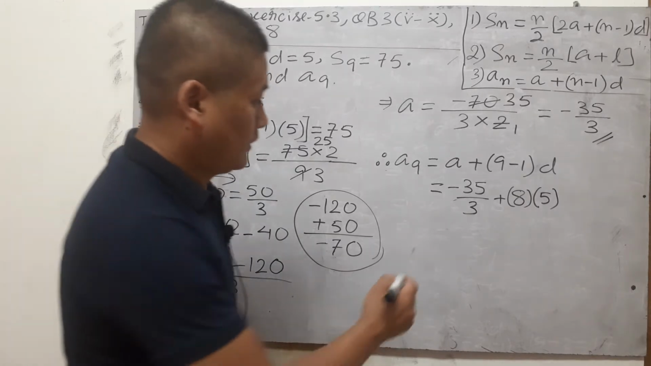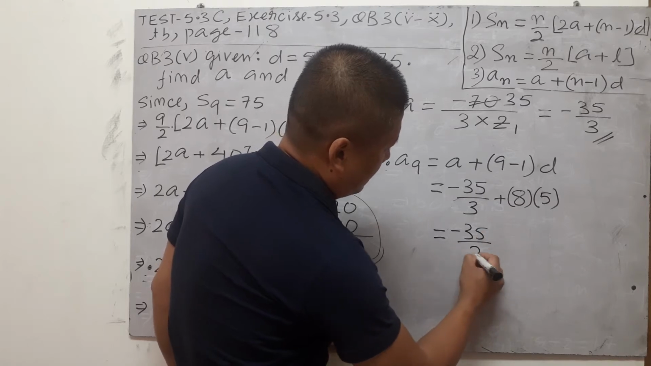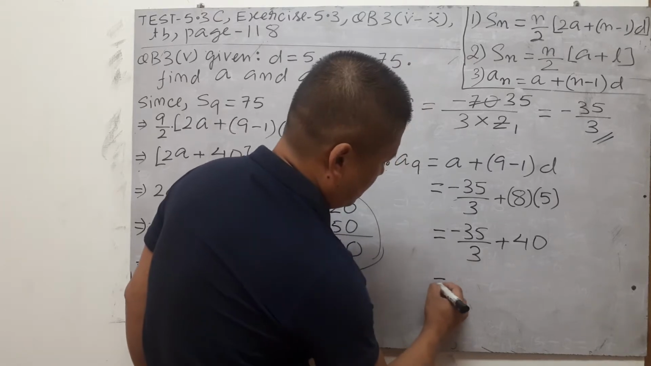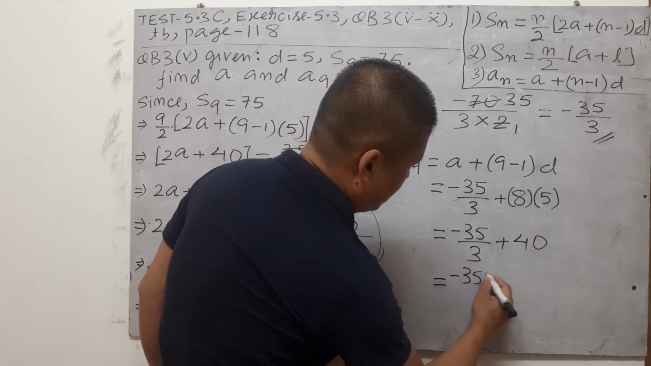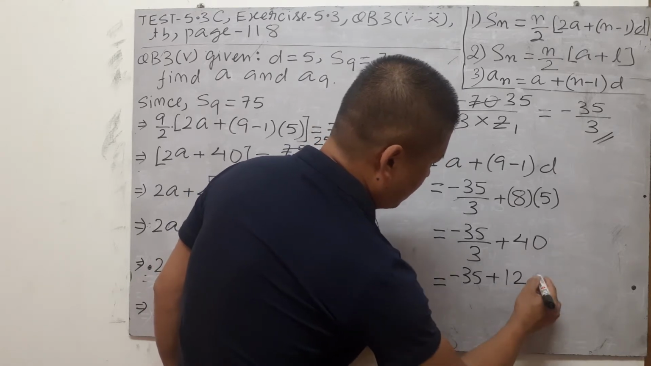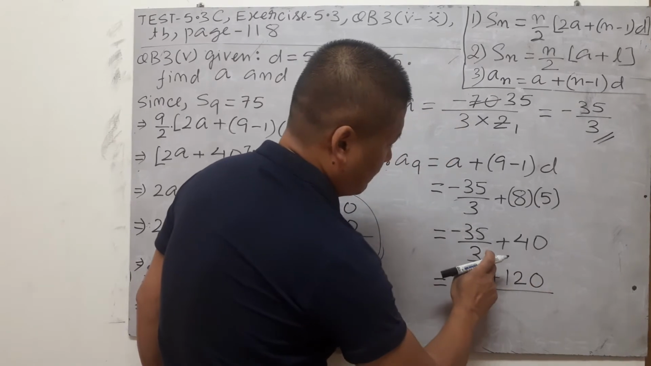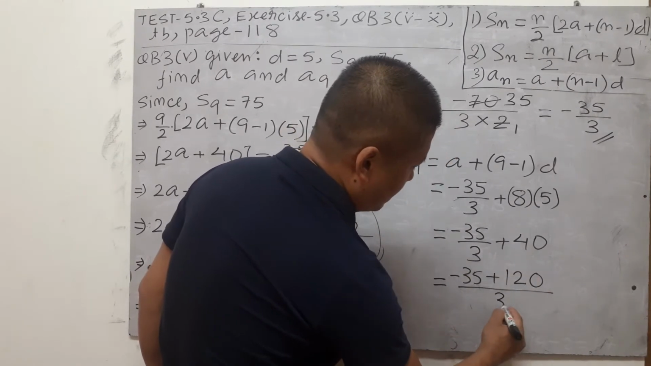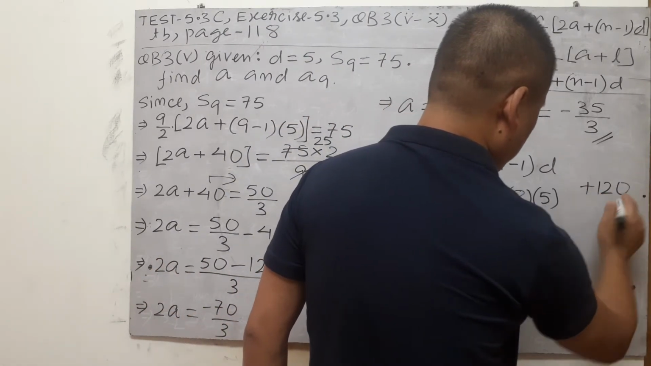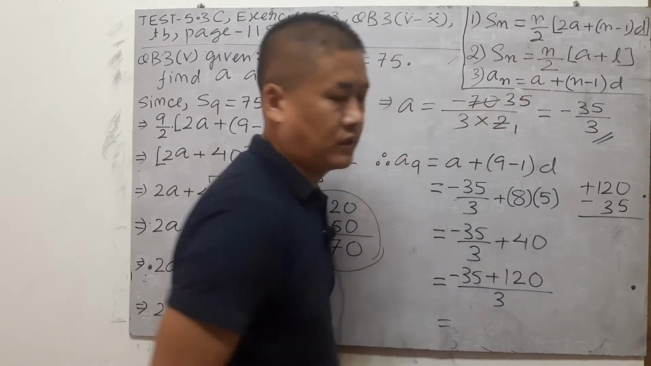Yes, so here, same as the book answer is coming out. So minus 35 by 3 plus 8 5s are 40, so minus 35 plus 3 4s are 12 and 1 0. In other words, 3 into 40 is 120. Long line, because we have multiplied, divided by LCM is 3. So that will be equal to plus 120 is the bigger absolute value. Smaller is 35. So plus minus means subtraction.